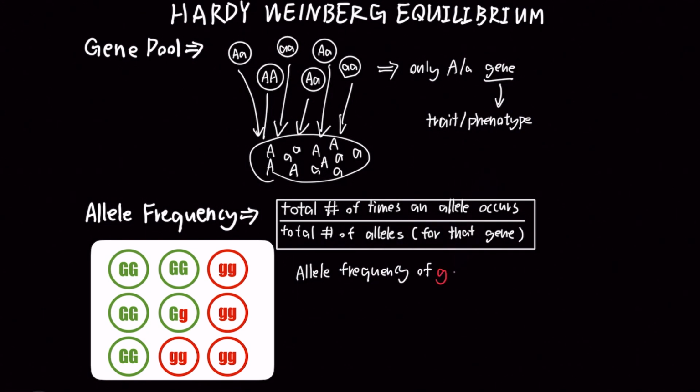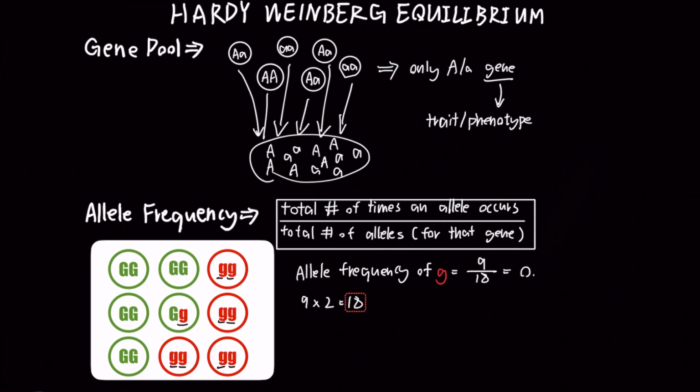Here on the top it says total number of times an allele occurs. And in this case, we're talking about the small g allele. So let's count. 1, 2, 3, 4, 5, 6, 7, 8, 9. It looks like we got 9 small g's. Alright, so we also want the total number of alleles. Well, we don't have to individually count these. We have 9 individuals. Each individual has 2 alleles. So 2 times 9 is 18. So the total number of alleles for the G gene is 18.